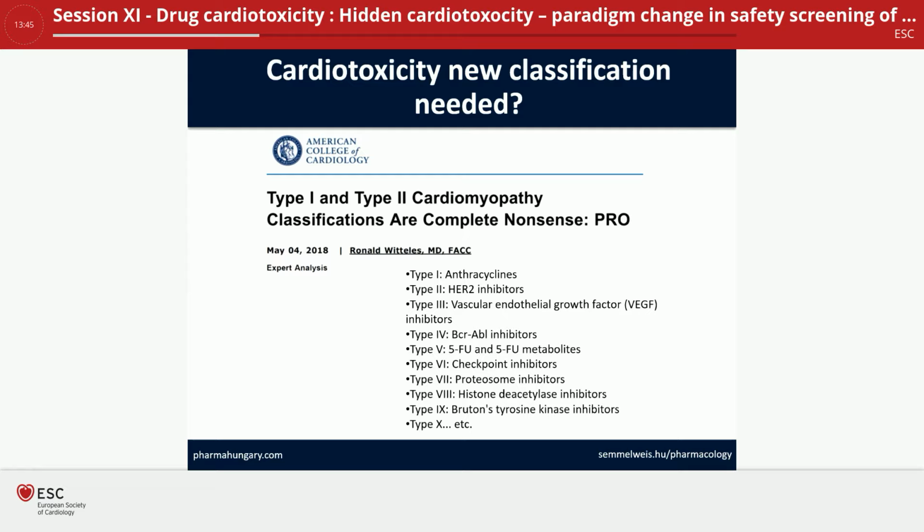So for example, he proposes that if we have type 1 and type 2, this is nonsense, so we have to have types up to, I don't know, 100, depending on what drug and how it causes cardiotoxicity. For example, you see the anthracyclines and then the HER2 inhibitors. These are the classical type 1 and type 2. However, other drugs might affect the cardiac myocytes negatively by totally different mechanisms.